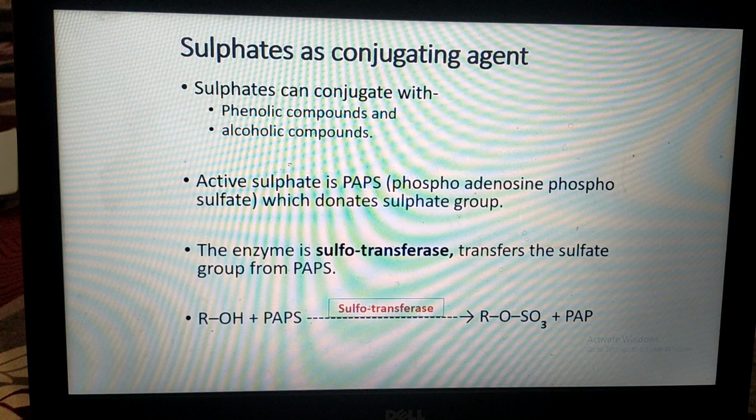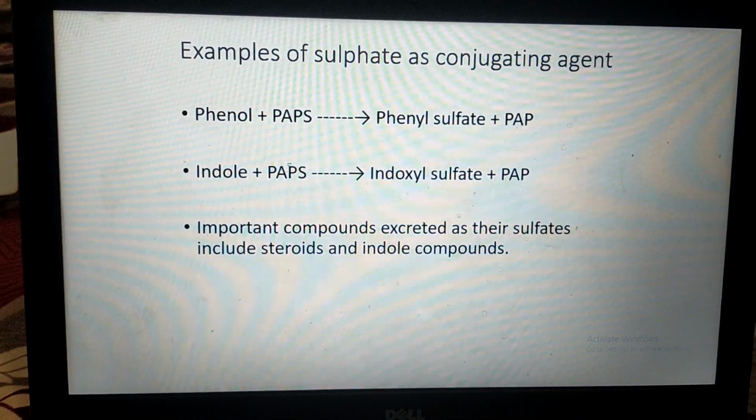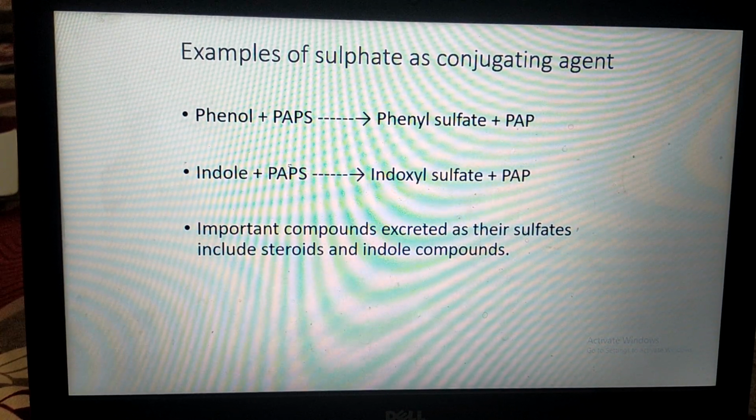Similarly, phenol combines with active sulfate to form phenyl sulfate, and indole combines with active sulfate to form indoxyl sulfate. Now important compounds excreted as their sulfates include steroids and indole compounds, so they are excreted into the urine.